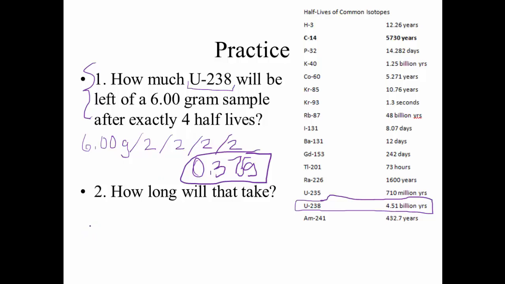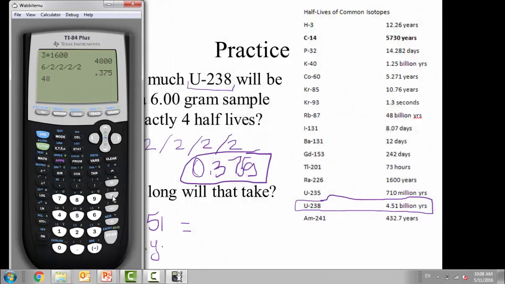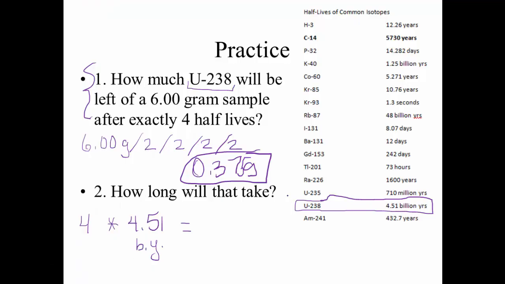So let's see how long that would take. I know that it was 4 half-lives, and each half-life was 4.51, I'm just going to say BY, billion years. So that's the calculation I need to do. So I'm going to go back to my calculator and do 4 times 4.51. And I get 18.04. I'm going to stick with 3 sig figs because of the 4.51. So 18.0 billion years. Oh, sorry, billion years, not years. That is definitely a difference.